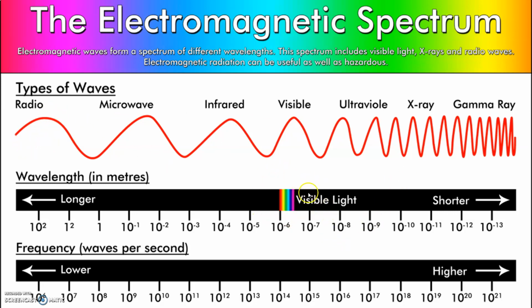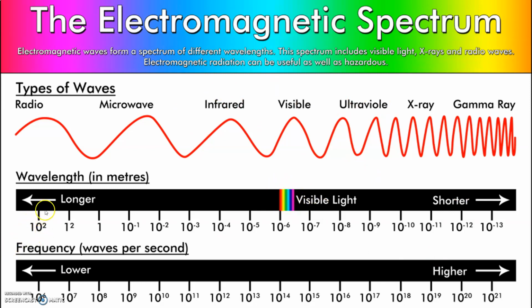And right here in the middle, we have what's called visible light. This is actually what we can see as humans. All these waves are electromagnetic waves, including what we consider to be light. But we only see a very small portion of the spectrum, and that's what we see right here.